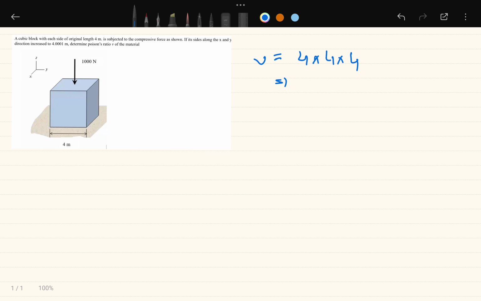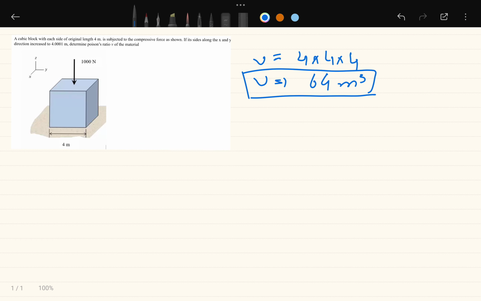So that is the formula for the volume of a cube, and it gives you 4 × 4 × 4 = 64 cubic meters. This is the volume of the body. We calculate the volume of the body initially, because after changing the dimensions, the volume will still remain the same. Once the forces are applied, we can see that this axis is reduced.